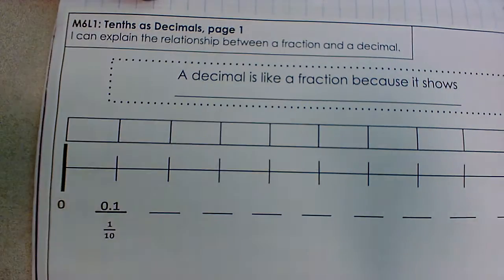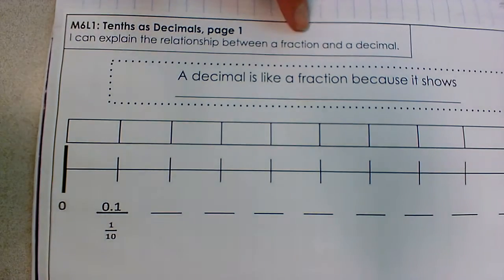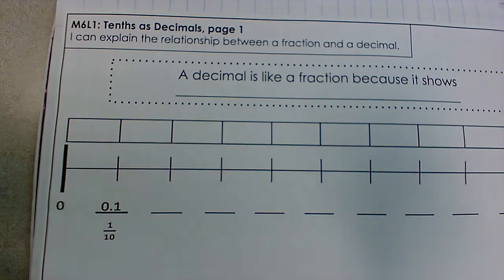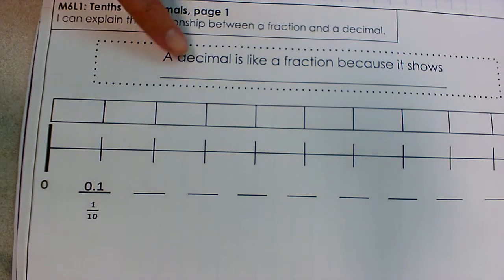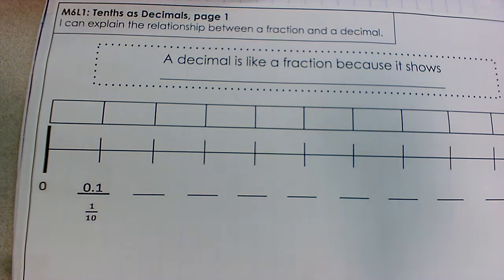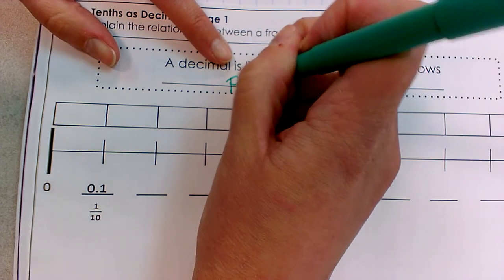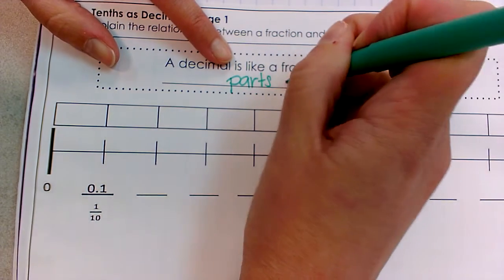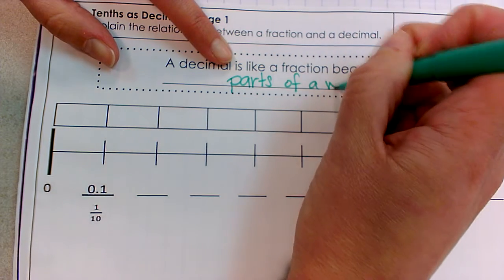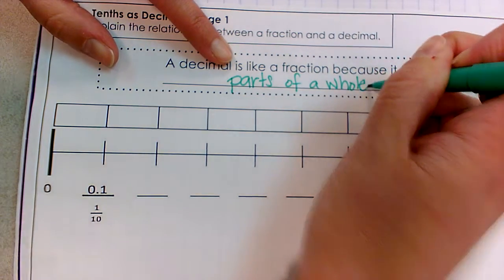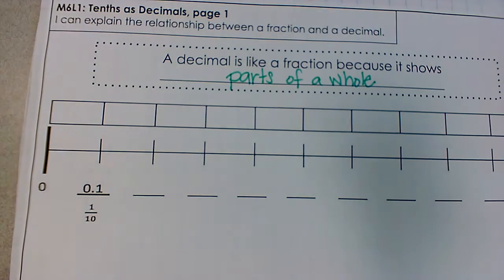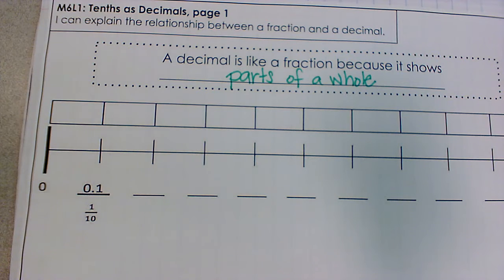Our objective says, I can explain the relationship between a fraction and a decimal. And so remember that a decimal is like a fraction because it shows parts of a whole. So a decimal is just like a fraction because it's not quite a whole number, it's less than a whole.